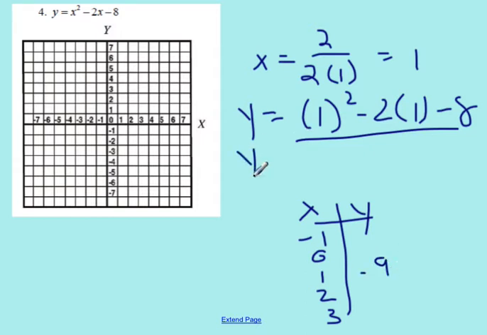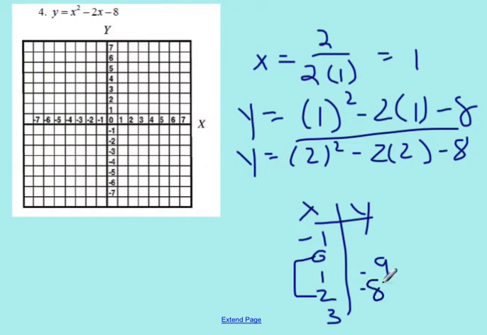Then I'm going to do the same thing, but instead I'm going to plug in 2. And you could plug in 0 if you want. It doesn't matter as long as you only plug in one number for each of the x's. So 2 squared minus 2 times 2 minus 8 is going to give me minus 8. So that's my value for 2 and 0.